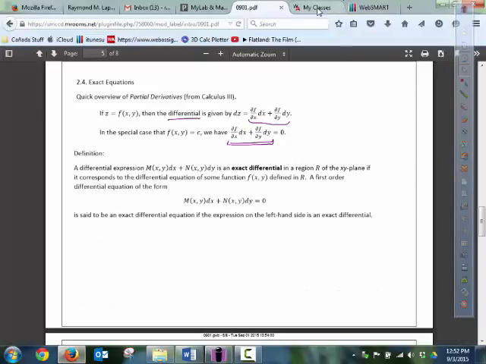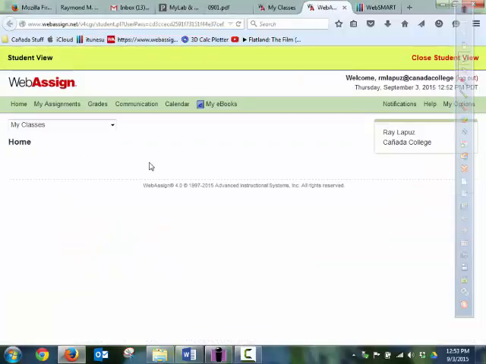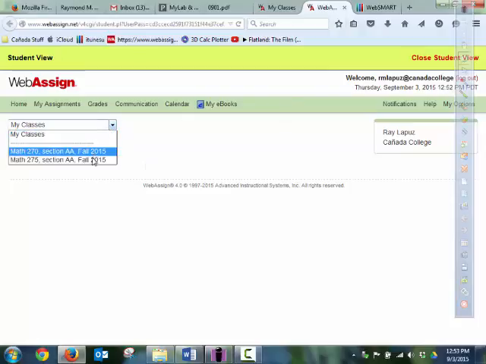Like picking problems from the homework, but exact equations are what section? 2.4.